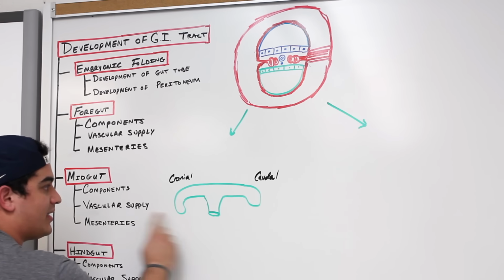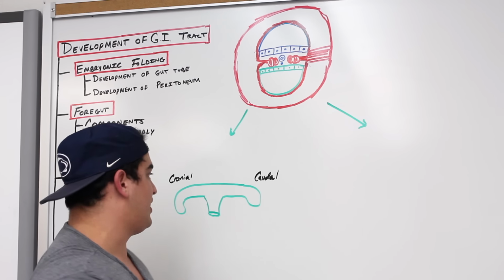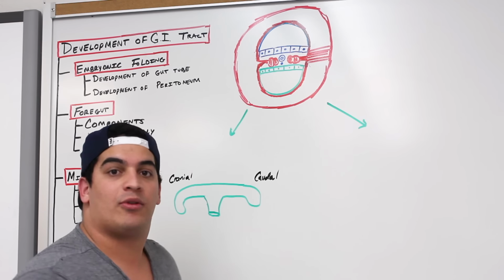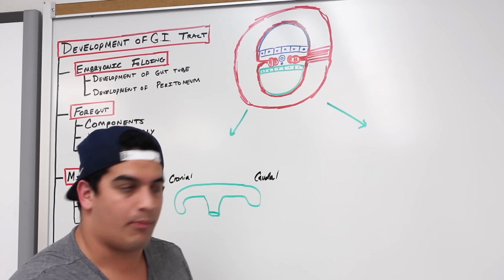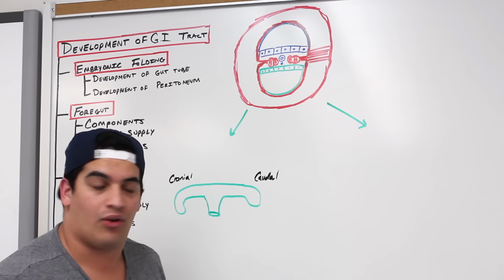The cranial end is going to help to develop what's called the foregut, which is going to be important. We'll talk about all the organs in that. The caudal end is going to help to form what's called the hindgut, and we'll talk about the organs of that. In the middle right here, you're going to have the midgut.